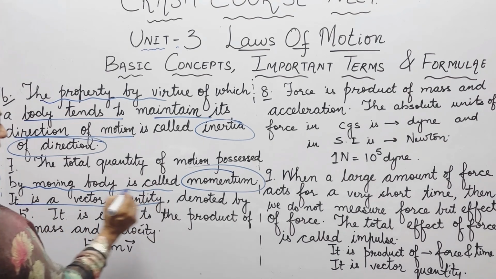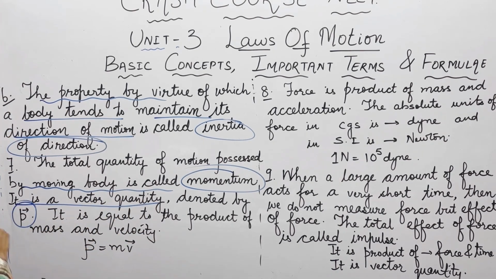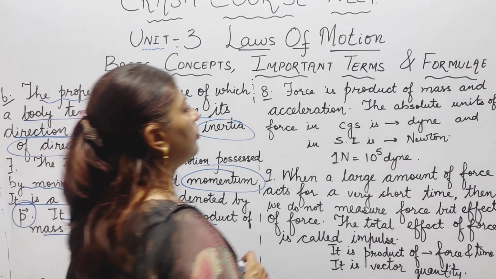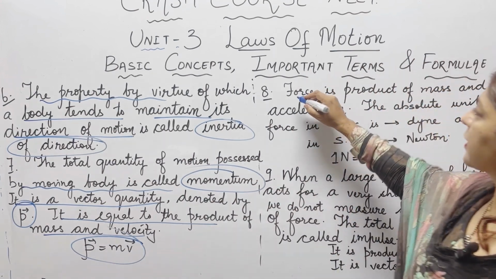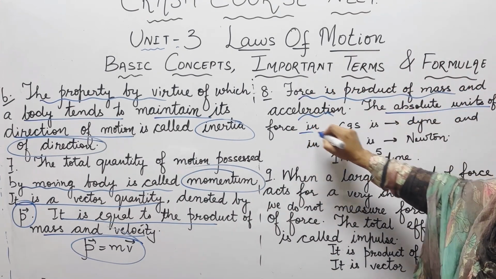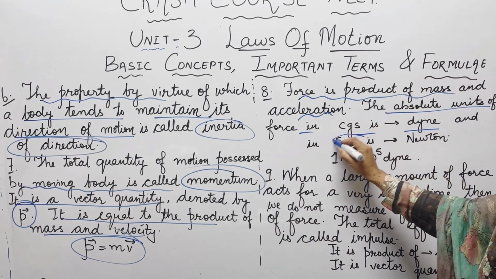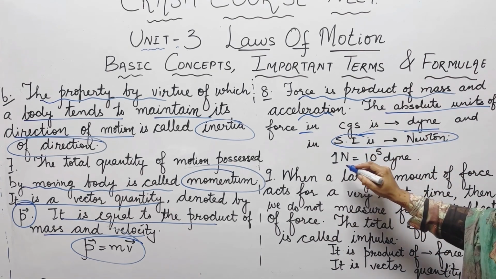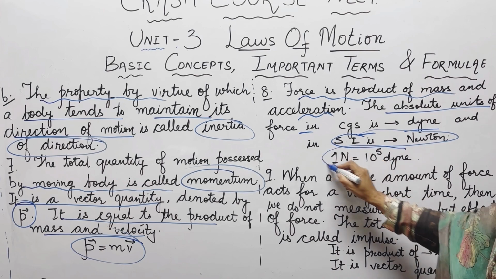Momentum is a vector quantity. It is denoted by small p. It is equal to the product of mass and velocity. M into V is the momentum of a body. Next, force is the product of mass and acceleration. The absolute units of force in CGS is dyne and the SI unit is Newton. 1 Newton is equal to 10 power 5 dyne.